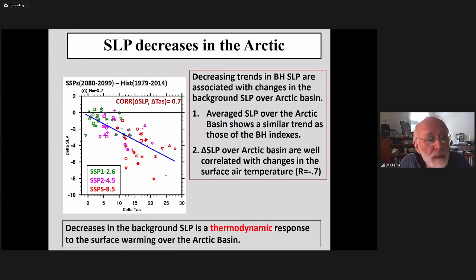Here's a correlation plot showing decreasing trends of Beaufort high sea level pressure associated with background sea level pressure over the Arctic. Average sea level pressure of the Arctic has a similar trend as the Beaufort High index for the 3 SSPs. The change in sea level pressure, which is the y-axis, appears to correlate well with changes in the air temperature at the surface. Correlation is minus 0.7 during the last 2 decades of the 21st century.